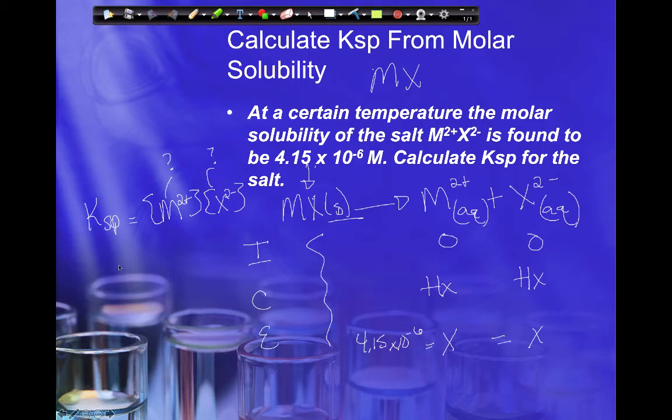Okay, so to get KSP, now I can just plug it in. KSP is equal to 4.15 times 10 to the negative 6 to the first multiplied by 4.15 times 10 to the negative 6 to the first. So when I solve for that, I'm going to get 1.72 times 10 to the negative 11th. And remember, there are no units for K.